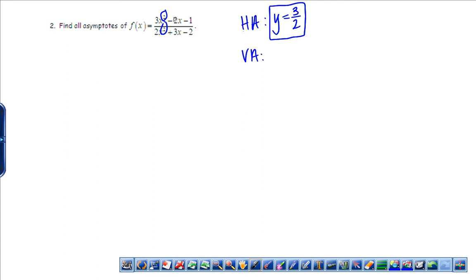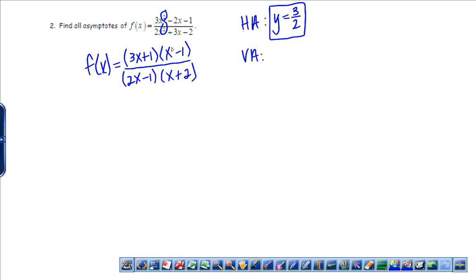And remember, you find your vertical asymptotes from the bottom. So let's go ahead and factor. And then we need to practice, so let's factor the top and the bottom. You can go ahead and group. Practice this. I got 3x plus 1, and I got x minus 1 on top. On the bottom, I got 2x minus 1 times x plus 2.